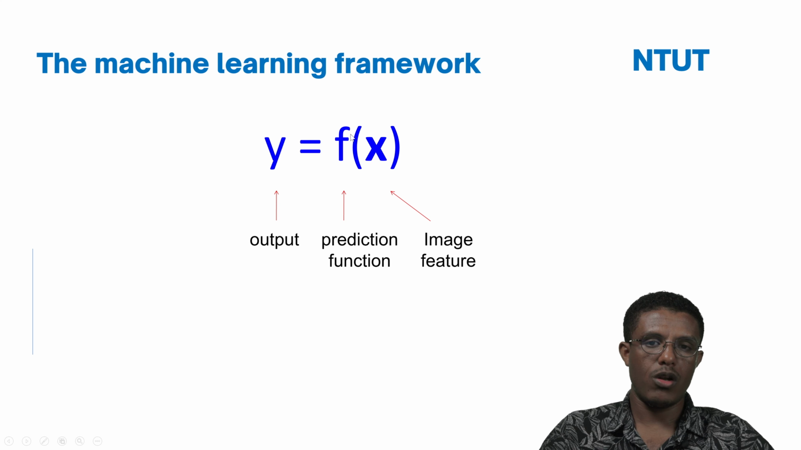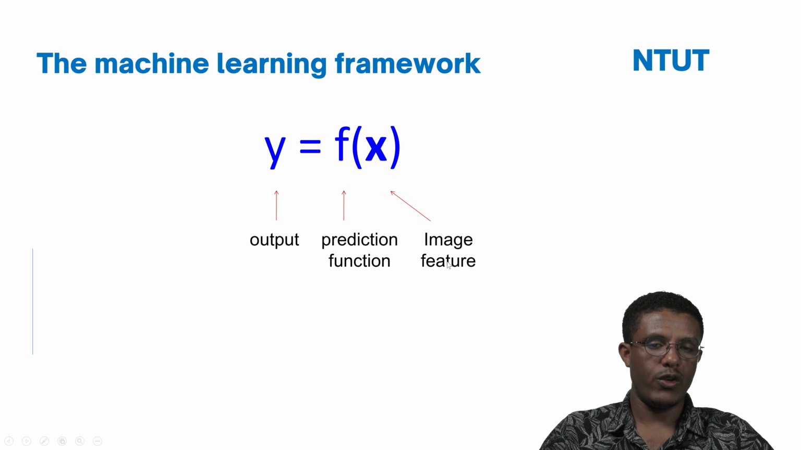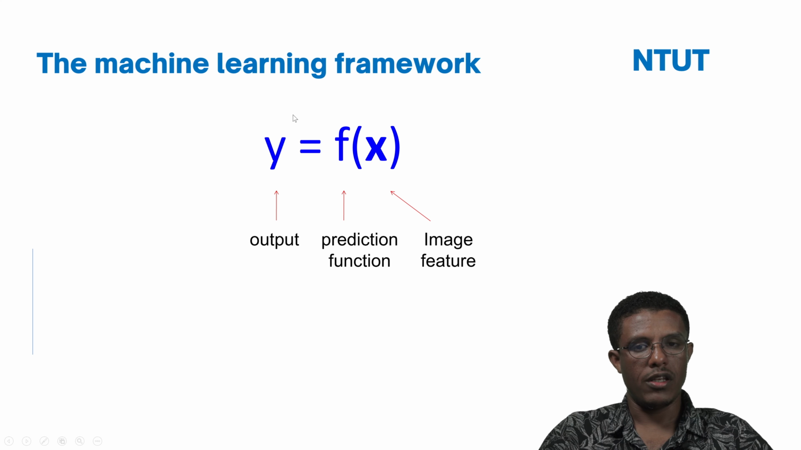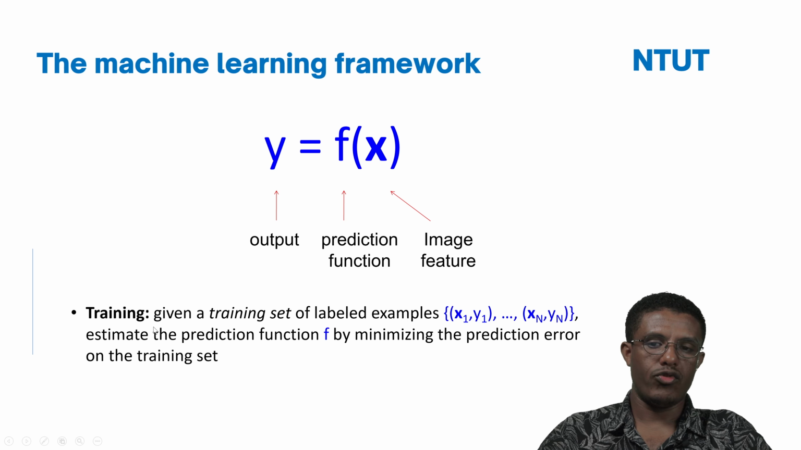For example, y is equal to f of x. So y is the output, and f is the prediction function. X is the image features. So this x is not only images, but this data may be text data, image data, video data, voice data, and any type of data. So when we give this type of f of x, then the output can be determined for y. Let's say, for example, that the training data means this x.